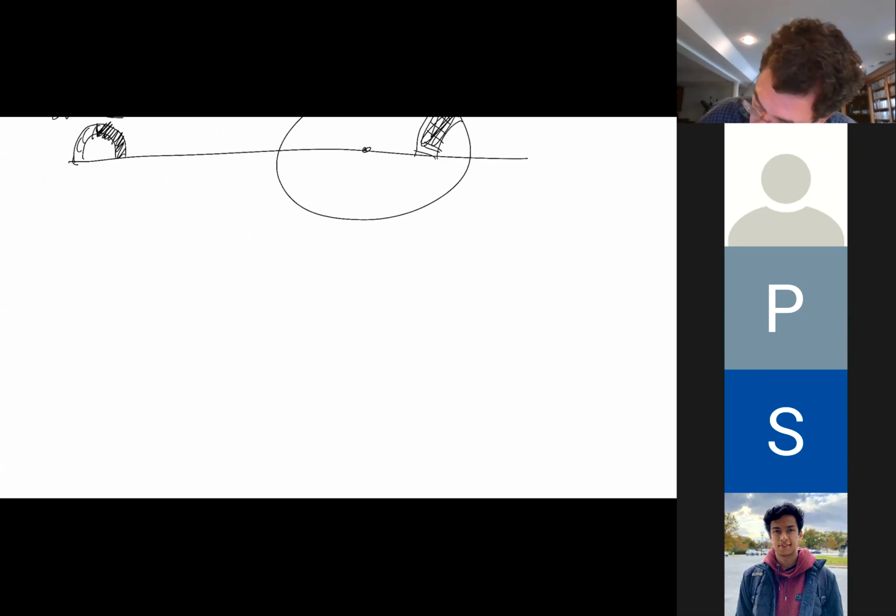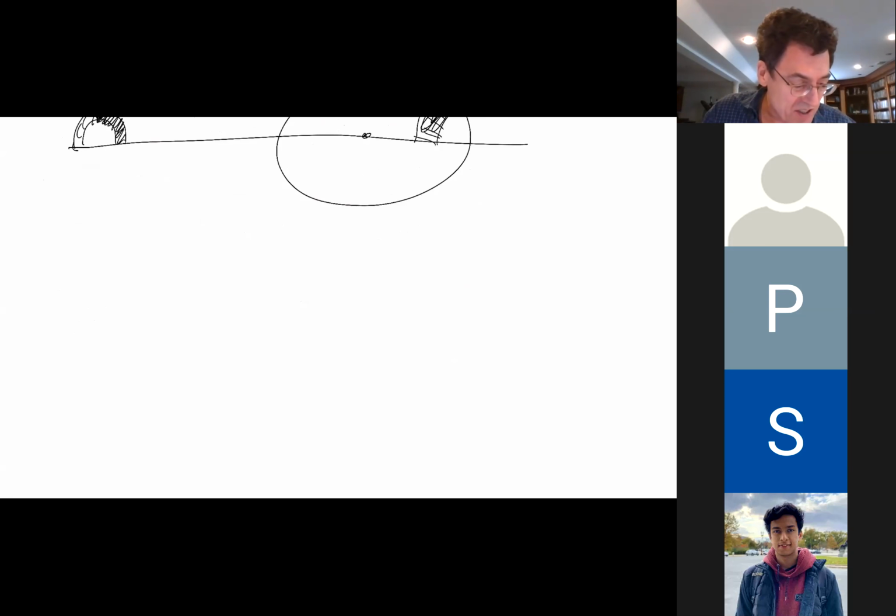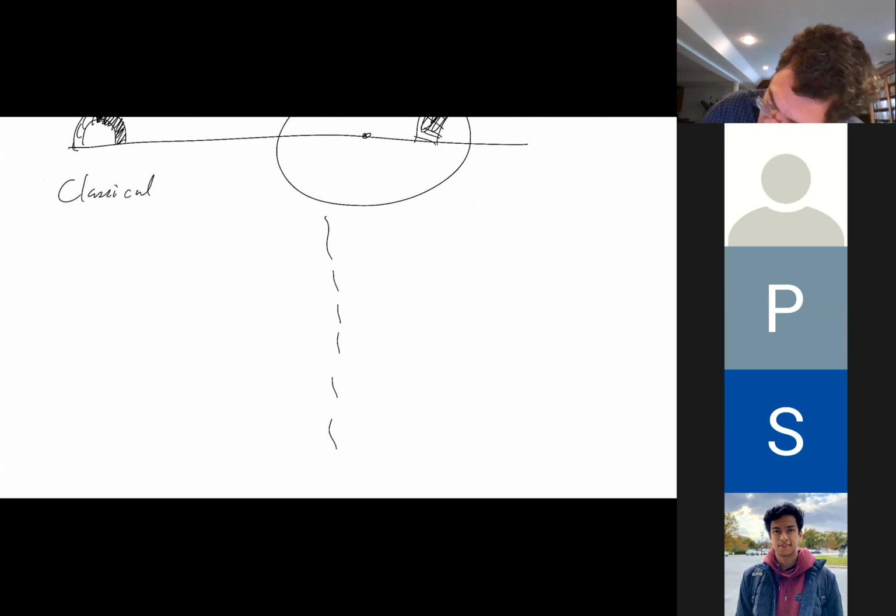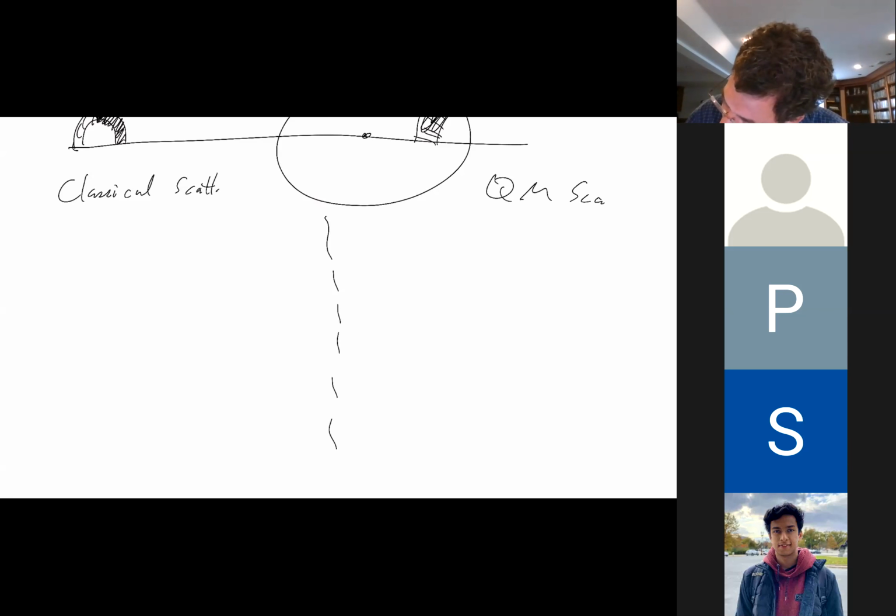Okay, so now let's try to understand quantum mechanics. This is how I want to do it. There are different ways to approach this, but this is my favorite way. So here's classical, and then we're going to do quantum mechanics on the right. So classically, let's look at classical scattering, and then there's quantum mechanical scattering.